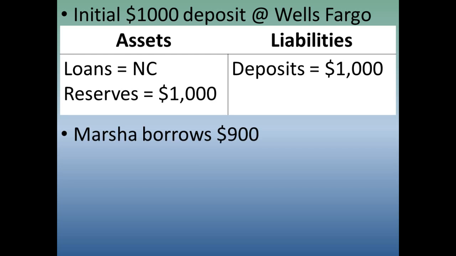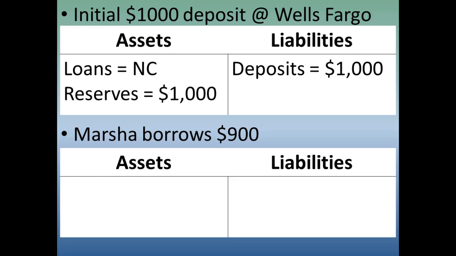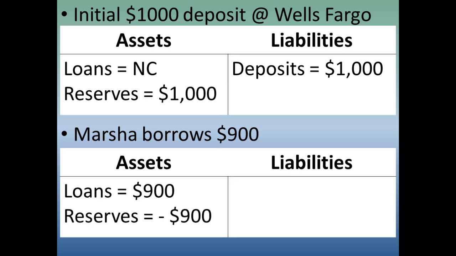And then let's pretend that Marcia, who is a customer of Wells Fargo, shows up and borrows $900, takes out a $900 loan from the bank, because that's how much they can offer to her from that initial $1,000 deposit because of the reserve requirement. So in this case then, at Wells Fargo, they have a $900 asset. They've lost $900 in reserves, and there's been no change to their liabilities at all. They still owe that initial $1,000 to the depositor.